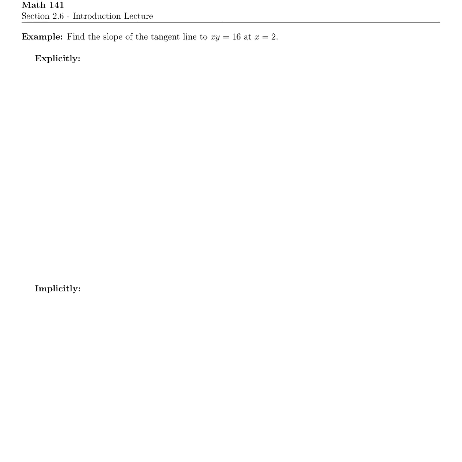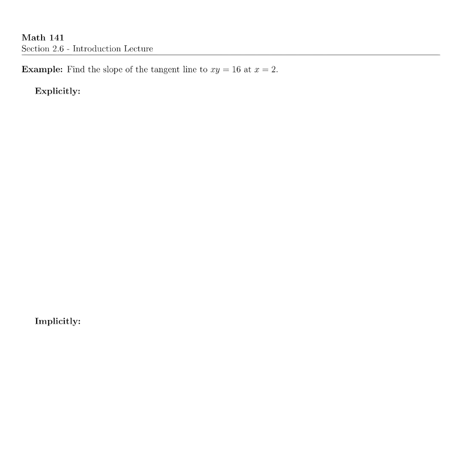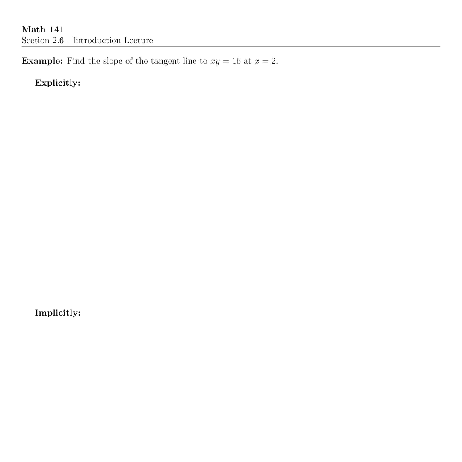This is the introduction to section 2.6, which is implicit differentiation. So the first example is going to look very similar to things we've already done. Find the slope of the tangent line to xy equals 16 at x equals 2. In order to do that with the techniques we've learned previously, we would have to solve for y.